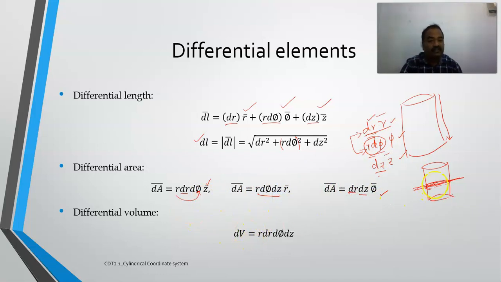Now for differential volume, if I want to consider this small volume, then I should consider all of these: dr, R d phi and dz. I have just rearranged these things. This is regarding the differential elements. You should remember these differential elements. Why are they so important? That we will see in today's class.